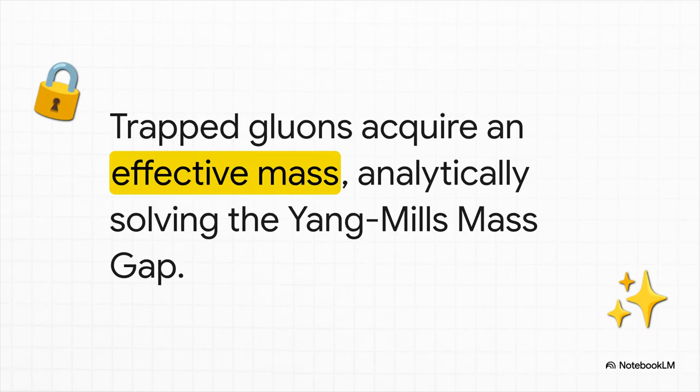Remember those alien gluons we talked about? Because they are physically confined by the topological structure of our substrate, literally bouncing off the refractive walls of our universe, they dynamically acquire an effective mass. This physical confinement generates a mass gap strictly greater than zero. It perfectly solves the mass gap problem just by using the natural geometry of our universe's layer.